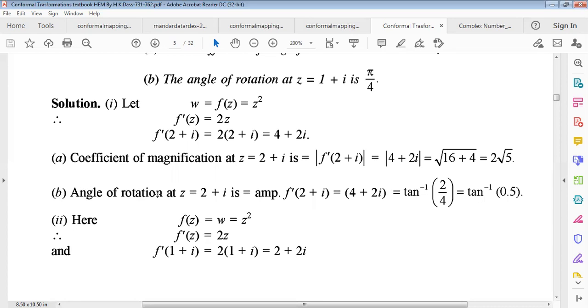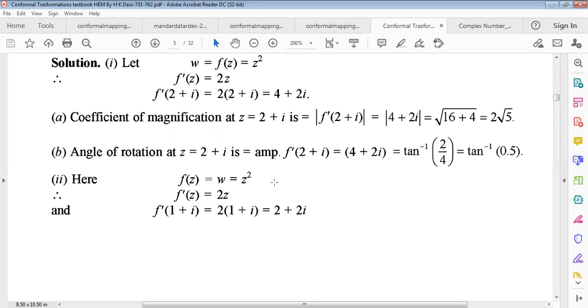The angle of rotation at z equals 2 plus i is the amplitude of f dash z at 2 plus i. That means the amplitude of 4 plus twice i. This can be written as tan inverse y by x, where y is the imaginary part and x is the real part of that complex number. So tan inverse y by x is actually tan inverse 0.5.